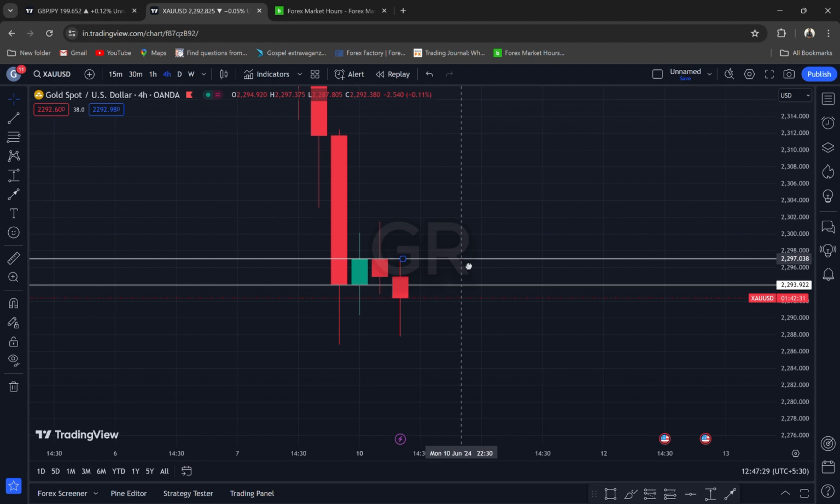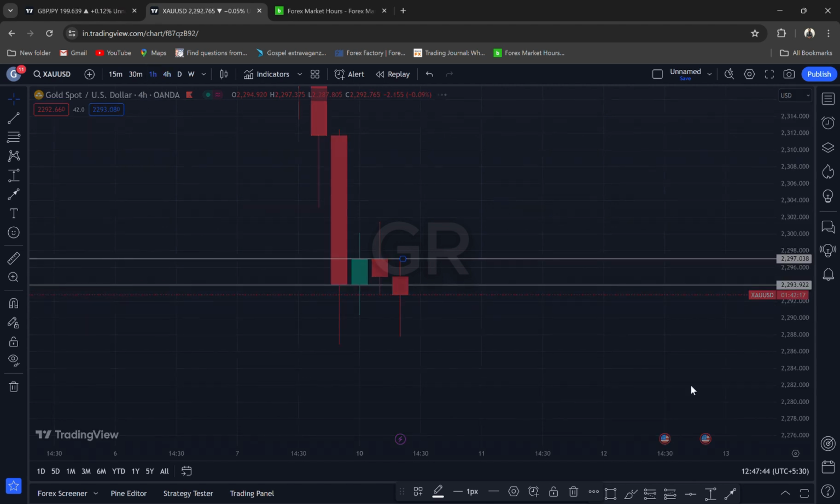Can't it be a resistance? Yes, it can also be a resistance. But now, in order to know that, you have to go to the 1 hour time frame. Now you'll understand that the smaller time frames give you a confirmation for support and resistance. So you go on the 1 hour time frame.